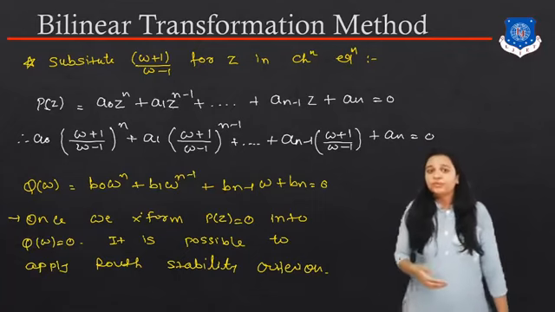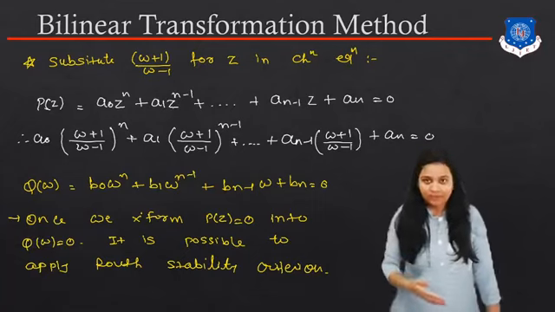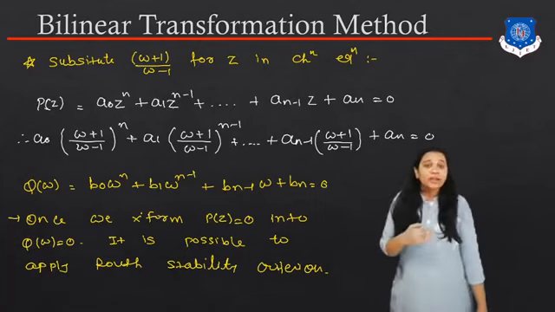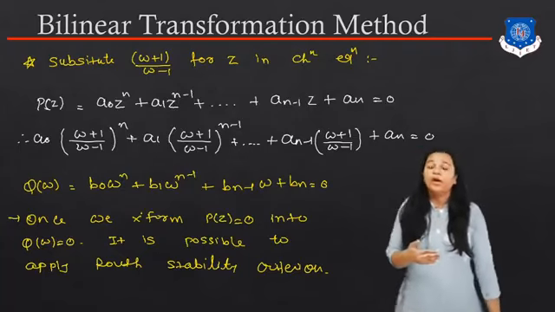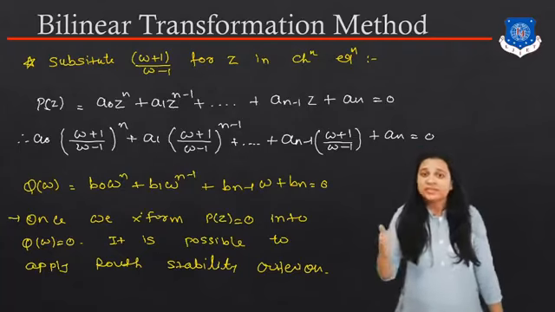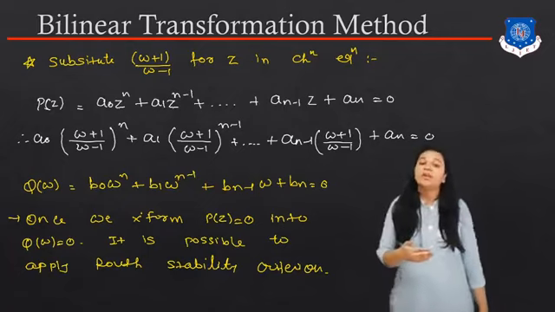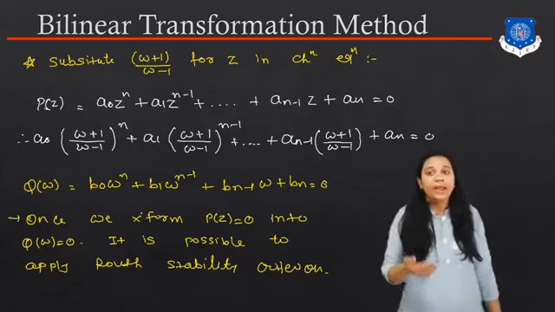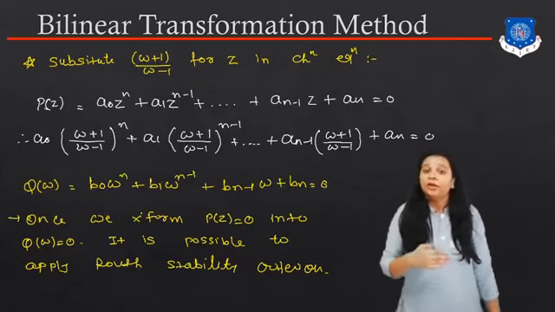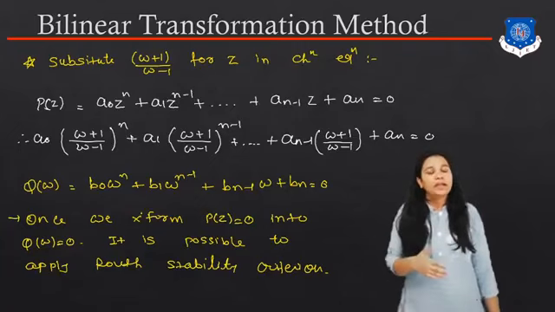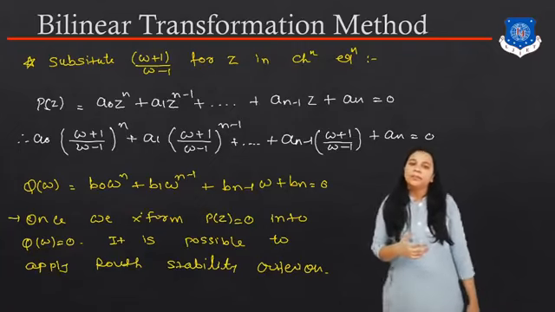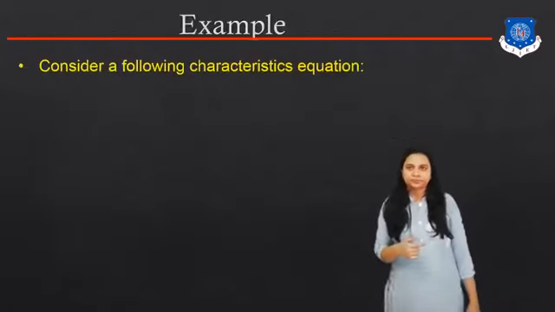Whenever we use the bilinear transformation method, our first target is to apply the omega plane instead of the z plane. So we put z equal to (omega plus 1)/(omega minus 1). The equation will become a function of omega, and then we have to apply the Routh stability criterion to find out the stability of the system.